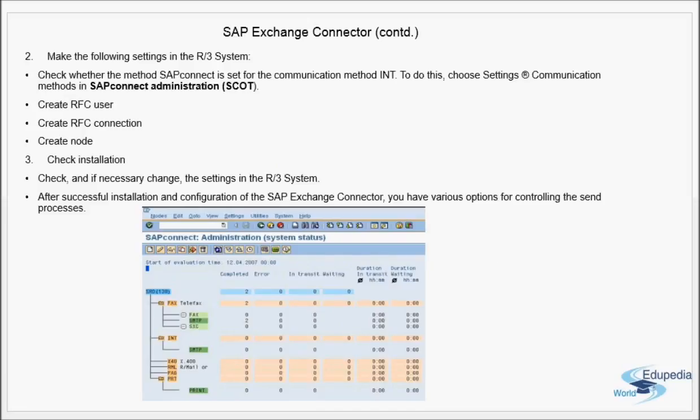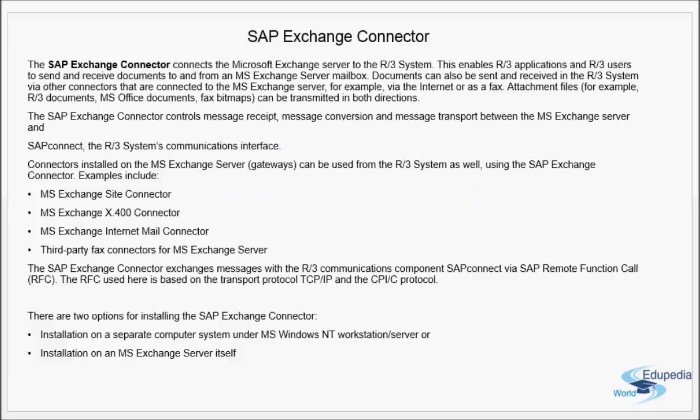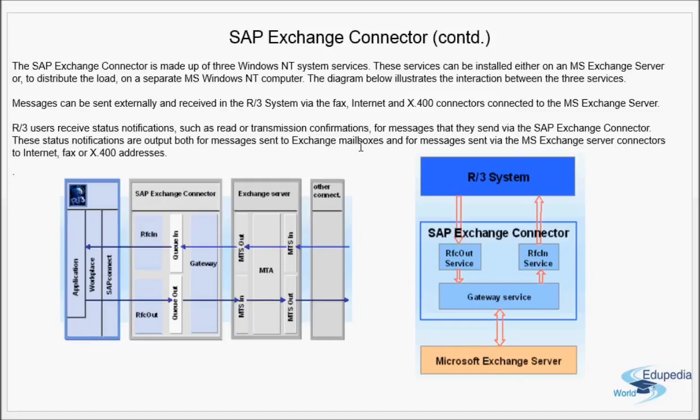Okay, what we have learned here: first thing we have seen is the SAP Exchange connector. Okay, this is the basic view. So this Exchange connector can be installed on the Microsoft Exchange server or on a different host which runs on Windows NT server. Now this SAP Exchange connector acts as an interface between the SAP system and the Microsoft Exchange server. SAP Connect is a communication layer in the SAP system itself, which communicates with the SAP Exchange connector.